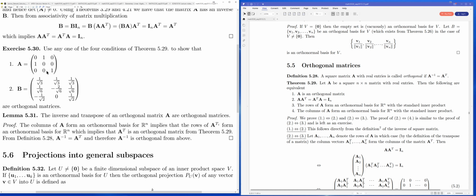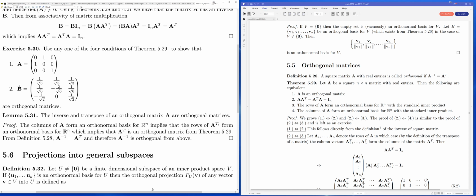So if you consider the columns here, your 3 columns are 0, 1, 0, 1, 0, 0, and 0, 0, 1. These columns are going to form a basis for R3. Clearly, each column has length 1. And if you take the dot product of any two different columns, you will get 0. So the columns form a basis for R3, writing R3 as column vectors. So your columns form an orthonormal basis for R3, and that means your matrix A is an orthogonal matrix. So those are examples of conditions 3 and 4.